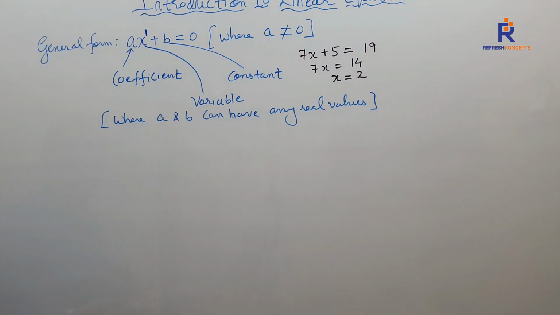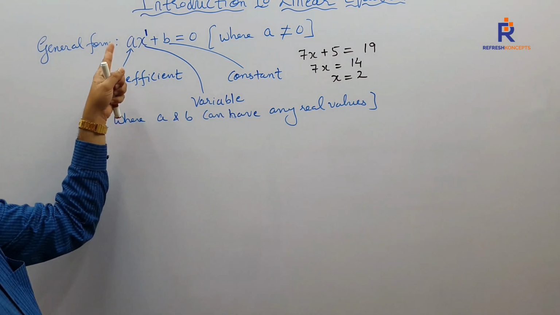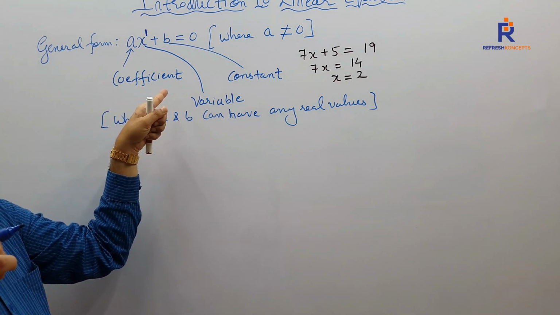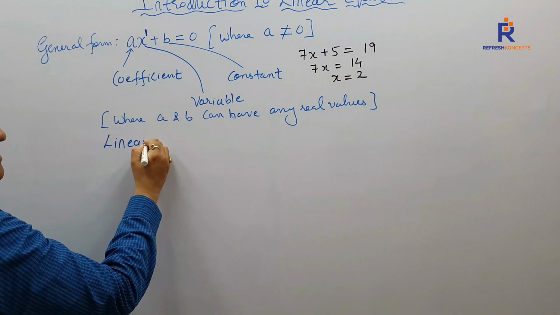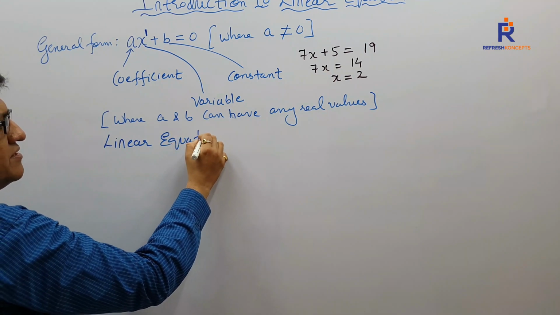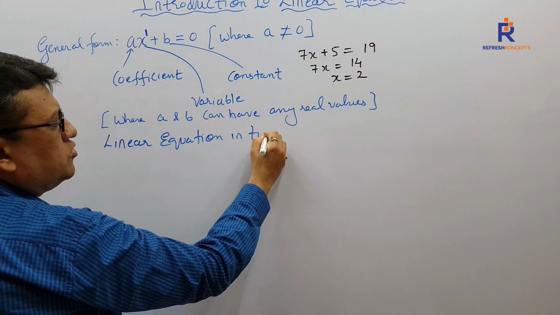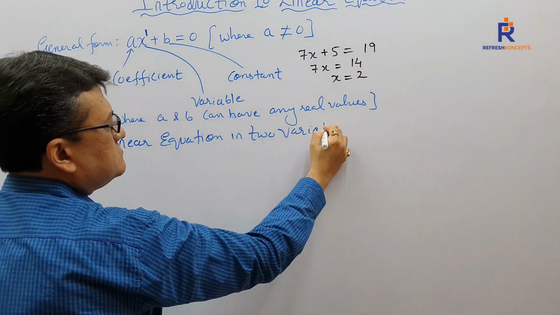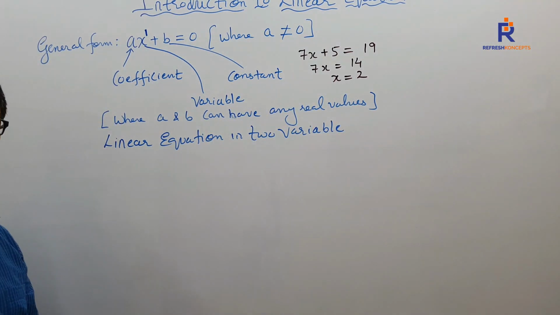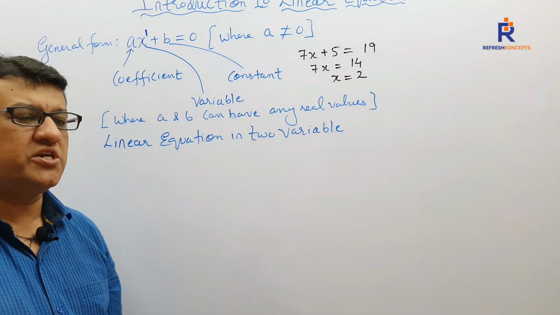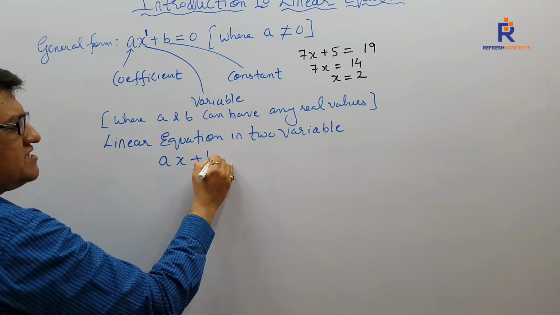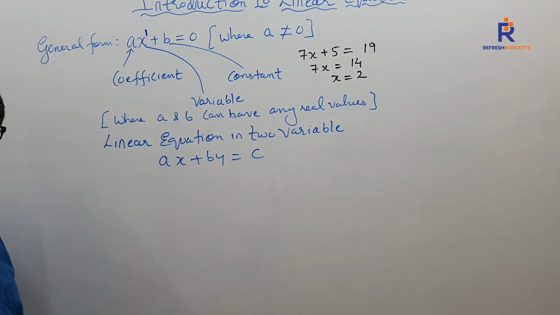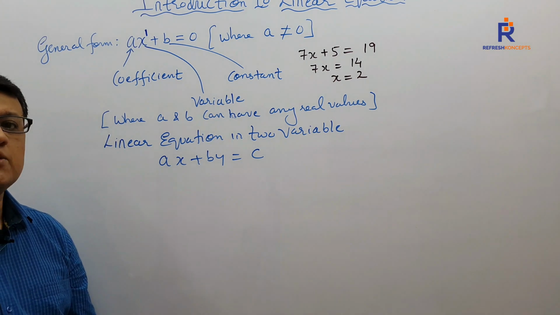Now let's understand what you mean by linear equation in two variable. Up till now, whatever we did was linear equation in one variable. Let's proceed further. Linear equation in two variable. Now what could be the general formula of linear equation in two variable? Children, linear equation in two variable is nothing but given by ax plus by equals to c.